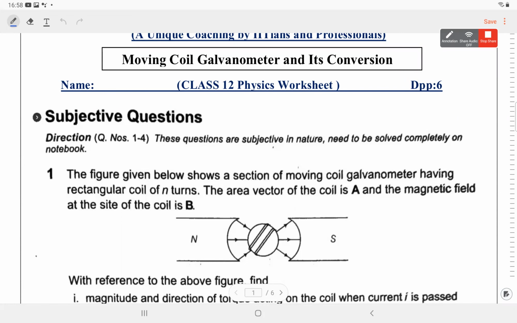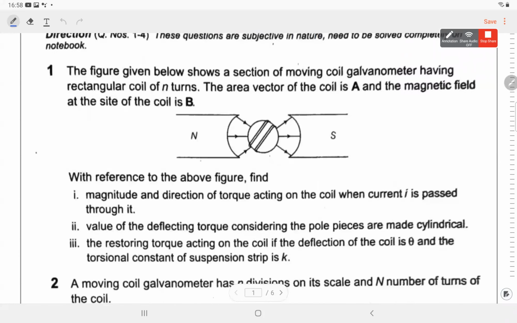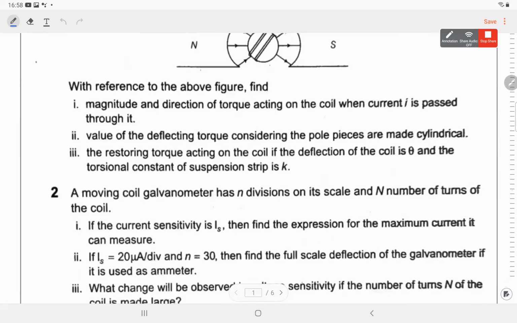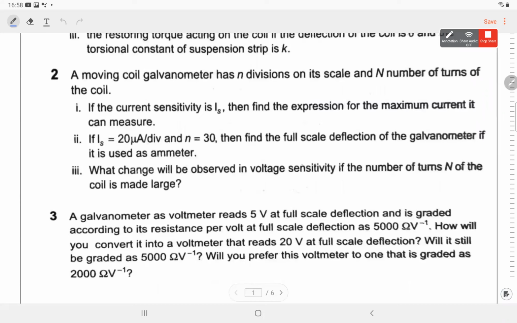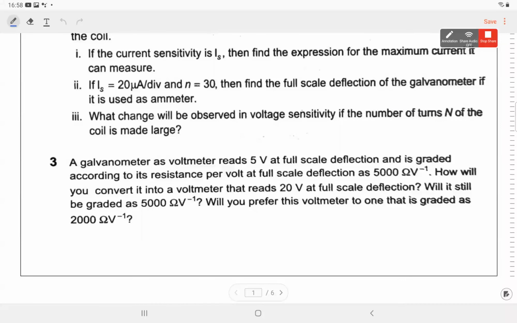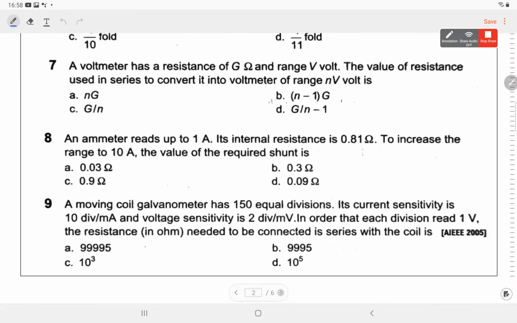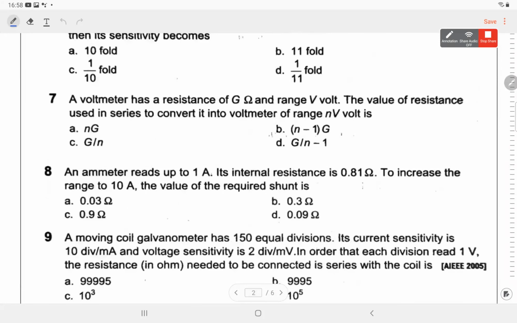Yeah. So पहला question तो theoretical है, second is also kind of theoretical. Let's start with the third one. तो क्वेश्चन में एक तो डायरेक्ट फॉर्मूला बेस्ड क्वेश्चन होता है. अगर हम पहले वहां से स्टार्ट करते हैं, लेट्स डू द इजी वन. Like question number 8, an ammeter reads up to 1 ampere, internal resistance is 0.81. To increase the range from 1 to 10, what is the value of required shunt?